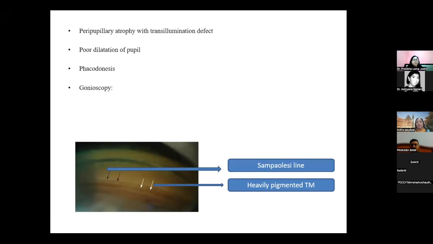There is poor pupil dilatation due to the exfoliation material in the iris stroma, and we can even see phacodonesis due to the weak zonules. And in gonioscopy, there is a typical finding: we can see fine pigments in front of the Schwalbe's line, known as Sampaolesi line, and we can even see a thick pigmented trabecular meshwork.